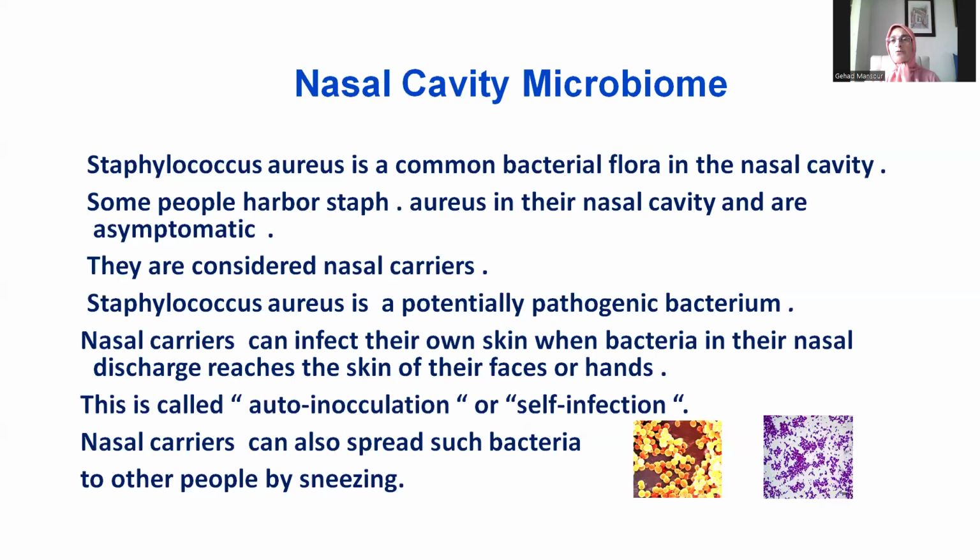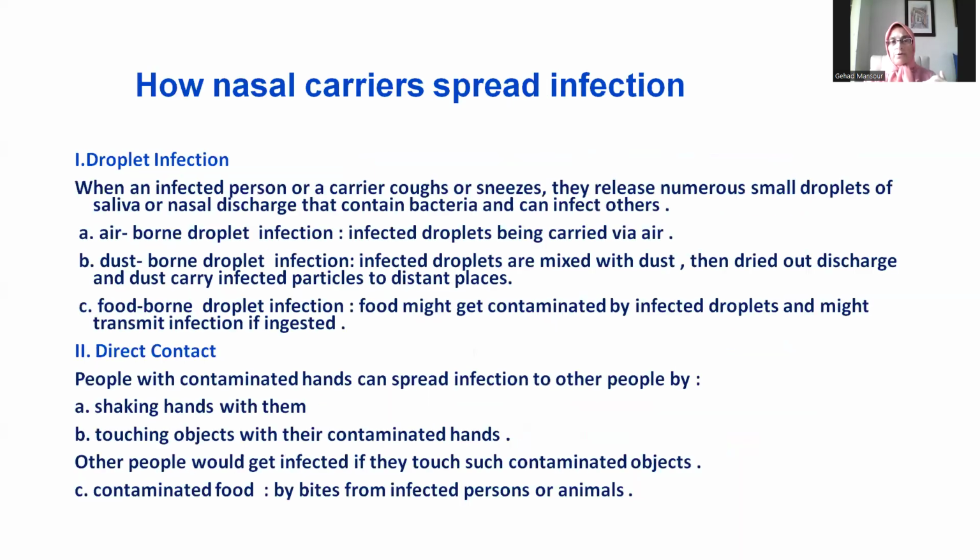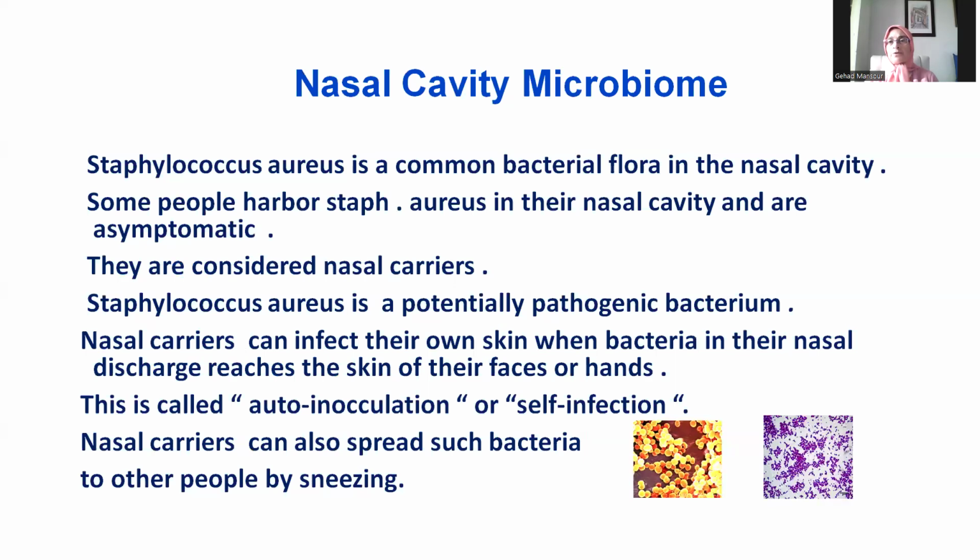And now we move to the nasal cavity. We're going to discuss every cavity in the human body and the microbiome inside it. The nasal cavity microbiome consists essentially of the grape-like spherical bacteria that are called Staphylococci. So it's a common finding.